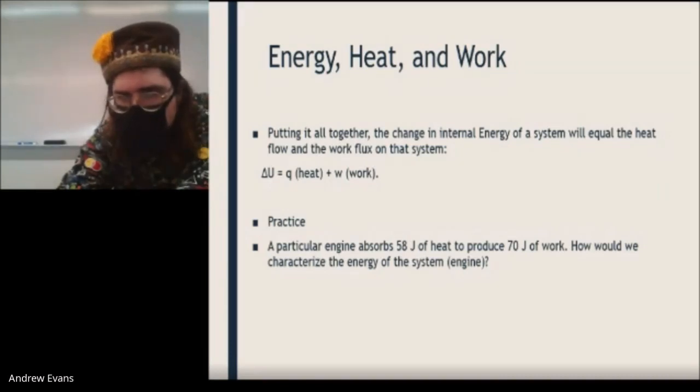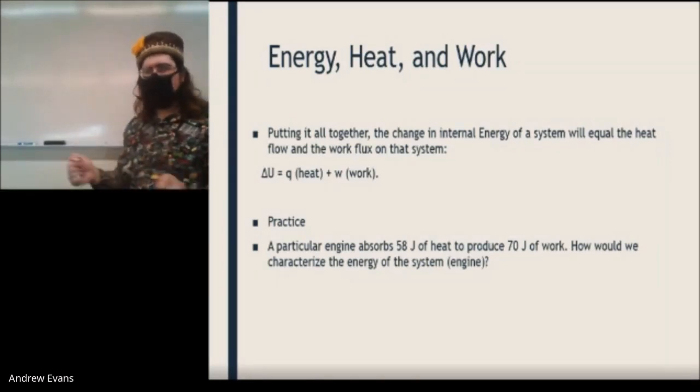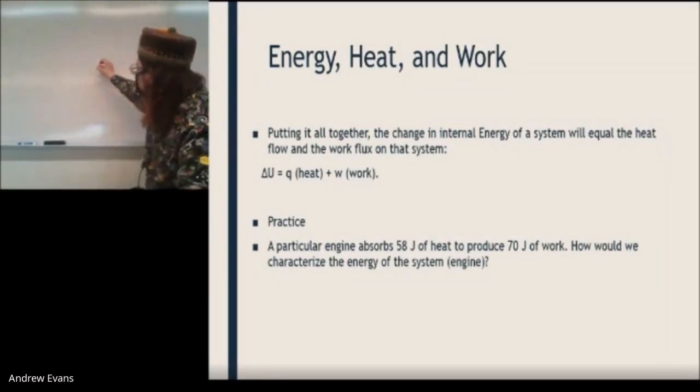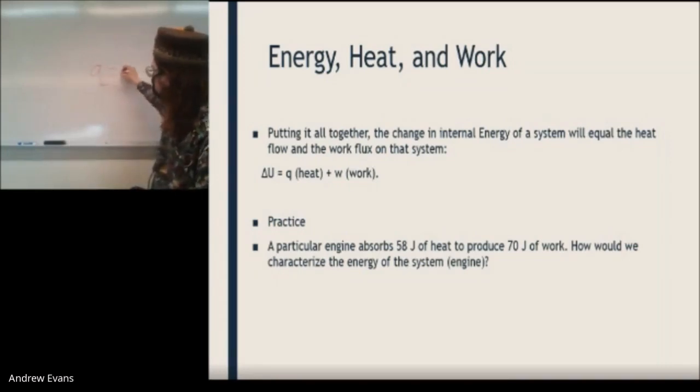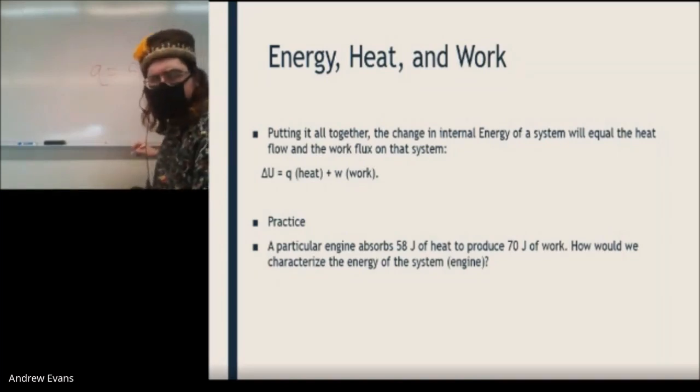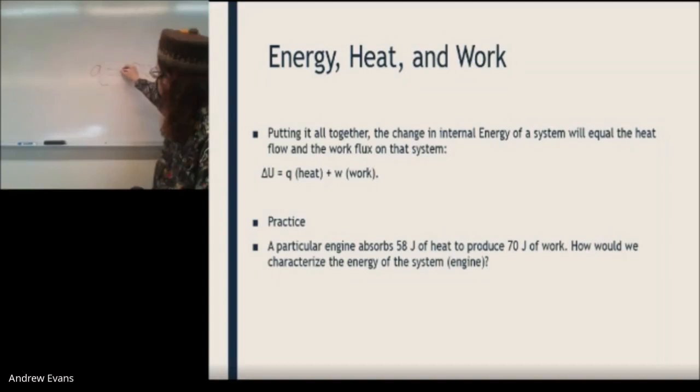So look at this. A particular engine absorbs 58 joules of heat when it produces 70 joules of work. So how would you characterize the internal energy of the system? So breaking it down. Heat, we say 58. Now, is it positive or negative 58? Well, is heat going into the system or out of the system? Well, it is absorbing heat. When it absorbs heat, it goes into the system, so it's a positive q.